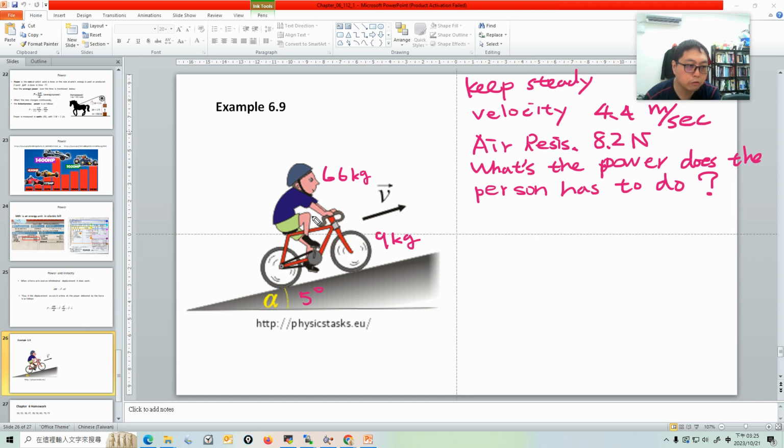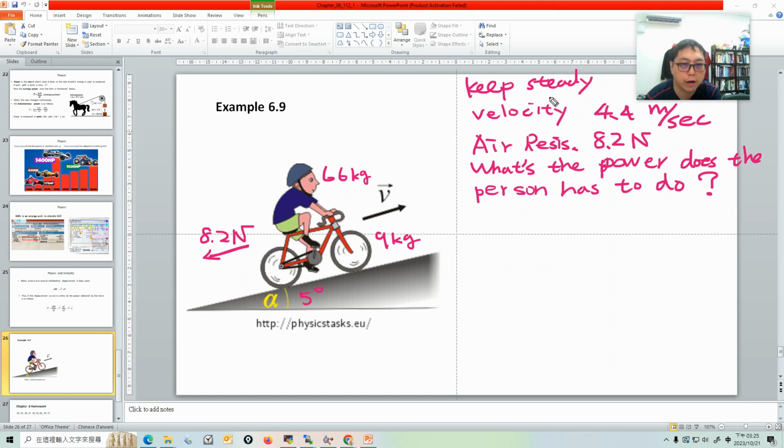So when the person bikes on the surface and goes up, let's take a look at this. The air resistance, 8.2 Newtons, must be opposite to the direction of motion. That's why it's called resistance. Its direction must be just opposite to the moving direction, so the resistance looks like this, 8.2 Newtons.